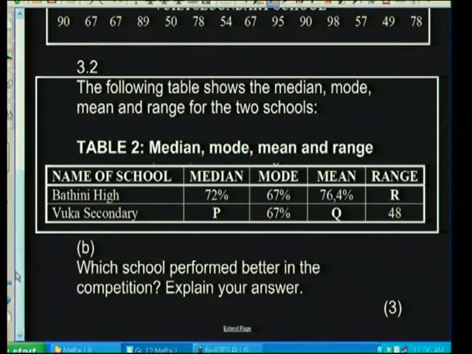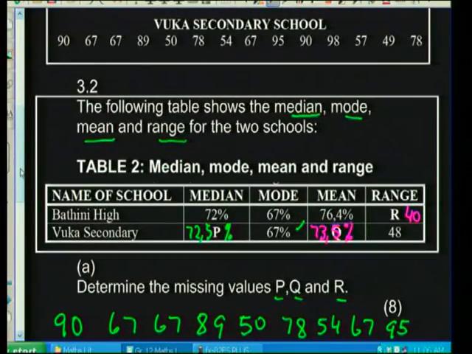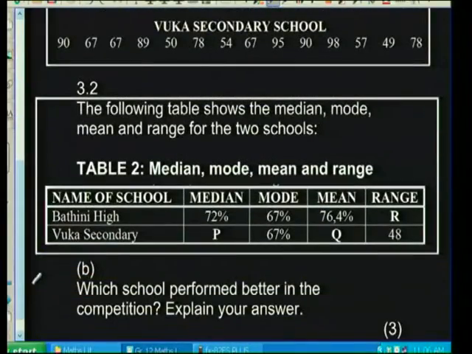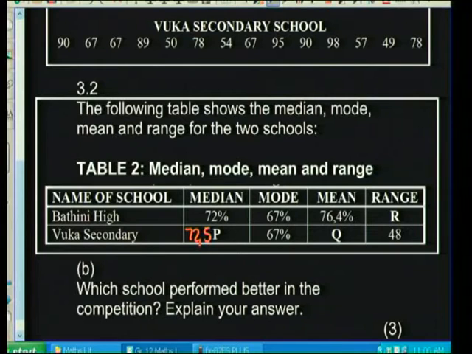Right, which school performed better in the competition? And explain your answer. So let's go back. We had 72.5 here. I just want to go back and rewrite those numbers. 72 and 73.5. So here we had 72.5, and there we had 73.5, and that was 40. So which one did better? And we need to explain our answer.